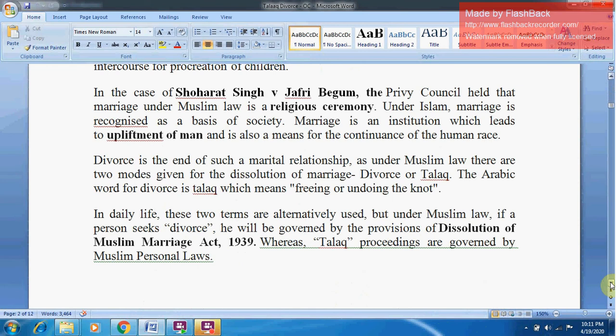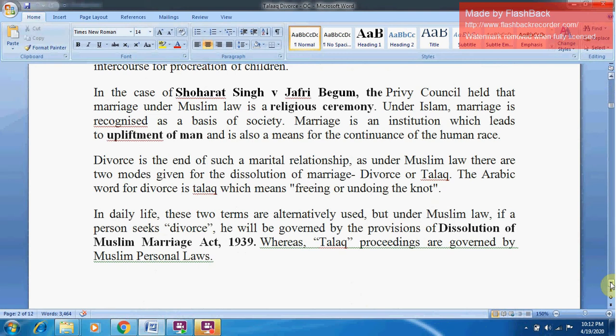In the case of Shoharat Singh versus Jafri Begum, the Privy Council held that marriage under Muslim law is a religious ceremony. Under Islam, marriage is recognized as a basis of society. Marriage is an institution which leads to the upliftment of man and is also a means for the continuance of the human race. Divorce is the end of such a marital relationship. Under Muslim law, there are two modes given for the dissolution of marriage: one is divorce and the other is talaq. The Arabic word for divorce is talaq, which means freeing or undoing the knot, which I already discussed.